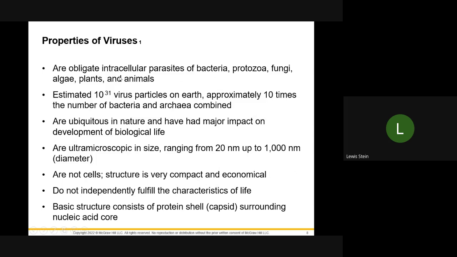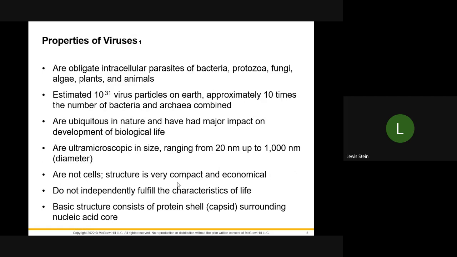So, obligate intracellular parasites of bacteria, protozoa, fungi, algae, plants, and animals. That's a big number. Like if 1 trillion is 10 to the 12th, that's a large number of viruses. 10 times the number of bacteria and archaea combined. Ubiquitous means they're everywhere. Major impact on biological life, ultramicroscopic. Not cells, very compact and economical.